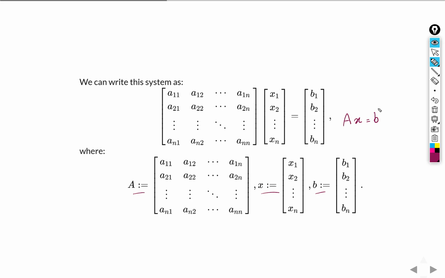Notice that we have not discussed the matrix vector multiplication or how even to solve for X. We are just going through the notation for a matrix form of linear systems.